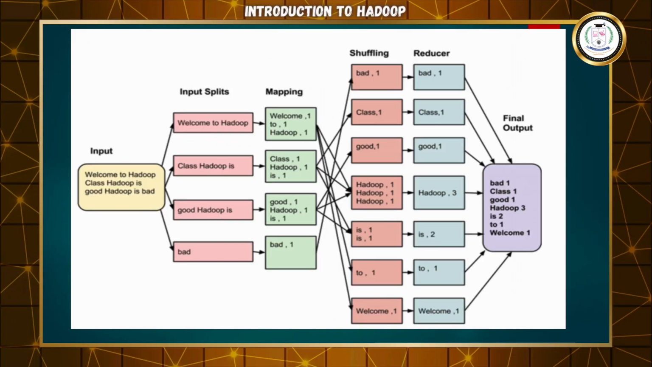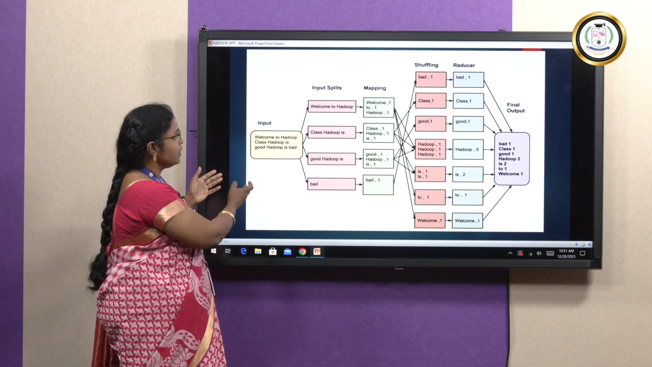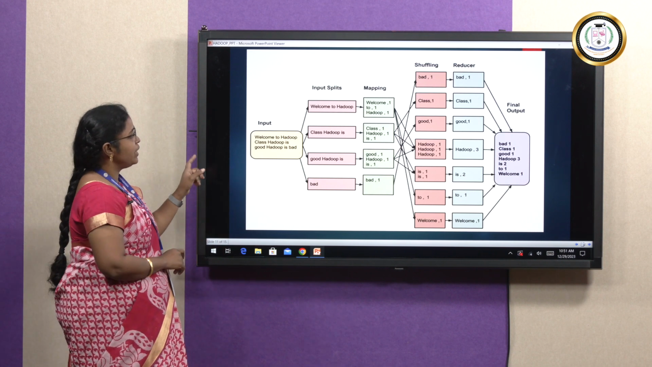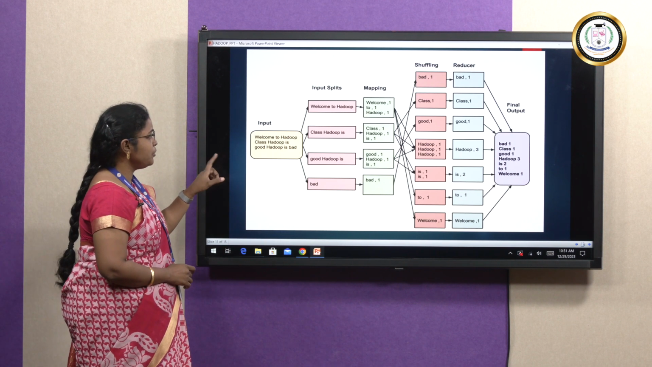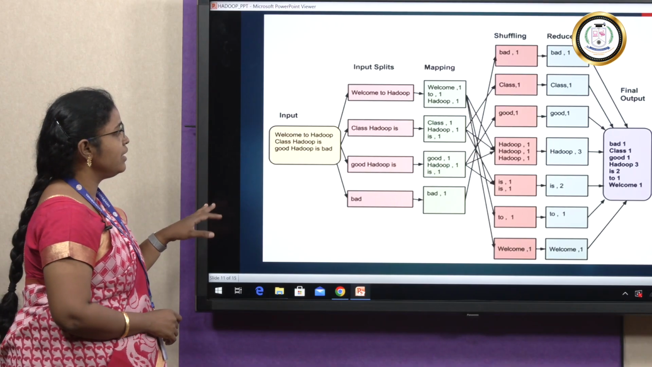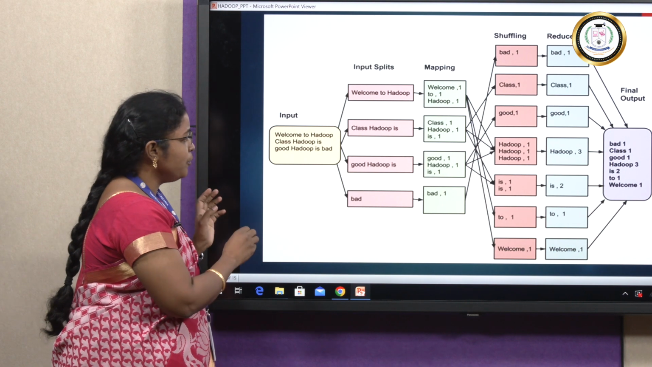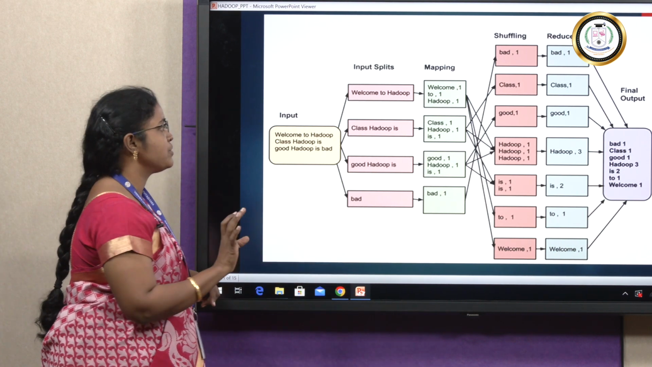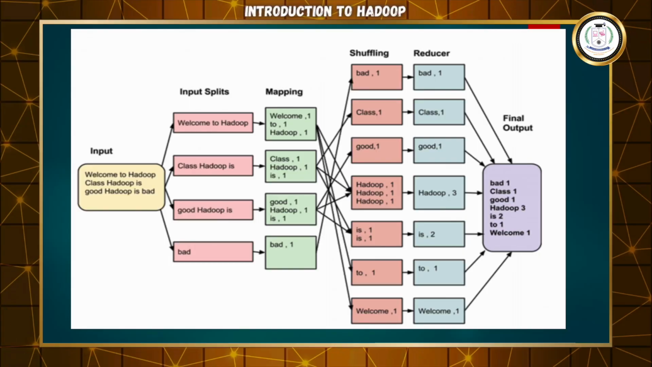And this is a small example of how MapReduce performs. We have the input. Here we are going to do a word count. The input is a sentence: welcome to Hadoop class, welcome to Hadoop class, Hadoop is good, Hadoop is bad. So there are 3 sentences. We are going to count the words available in the sentences with the help of the map and reduce tasks. First we split the inputs.